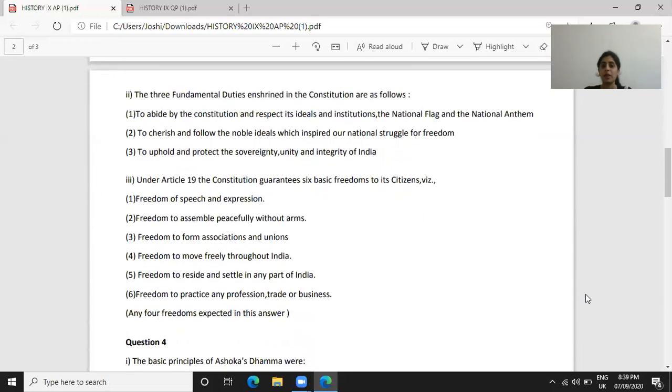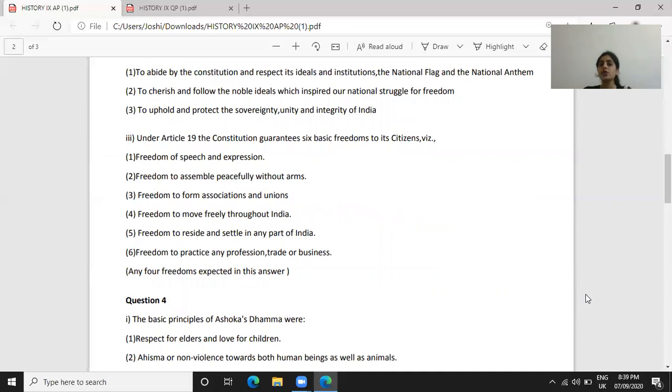The next answer. Under Article 19, the Constitution guarantees 6 basic freedoms to its citizens. So here we are going to mention the 6 basic freedoms. The first one, freedom of speech and expression. Second, freedom to assemble peacefully without arms. Third, freedom to form associations and unions. Fourth, freedom to move freely throughout India. Fifth, freedom to reside and settle in any part of India. Sixth, freedom to practice any profession, trade, or business. So this answer was for 4 marks.